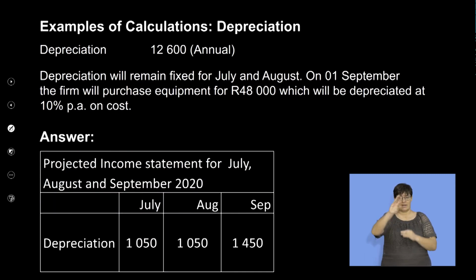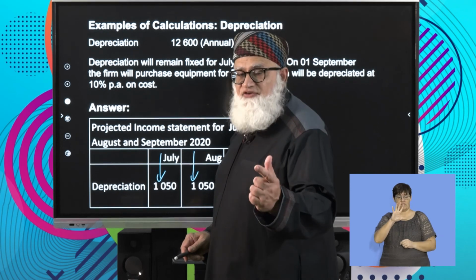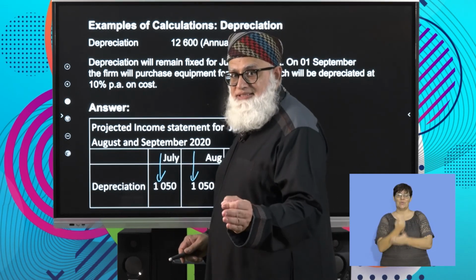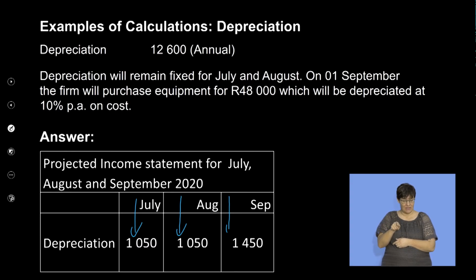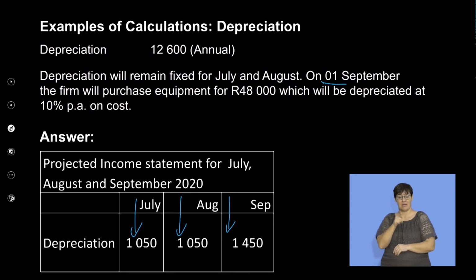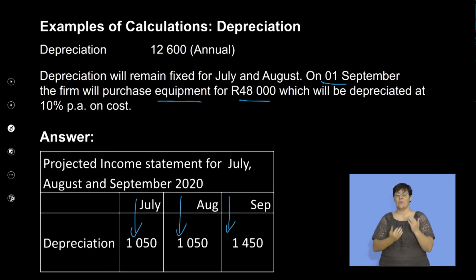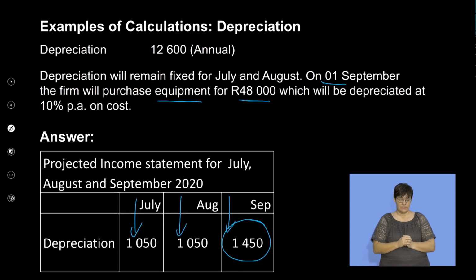This means, therefore, let's look at this here. July, it was constant. There was no change in my depreciation, therefore 1050. August, no change in my depreciation, 1050. However, because we purchased the new equipment, watch what will happen. Here you can clearly see that on the 1st of September is when we bought the new equipment for 48,000 Rand, which resulted in an increase of my depreciation. Remember, the new equipment's depreciation was the 400 Rand. Therefore, you add the 400 Rand and you get your new depreciation figure of 1,450.